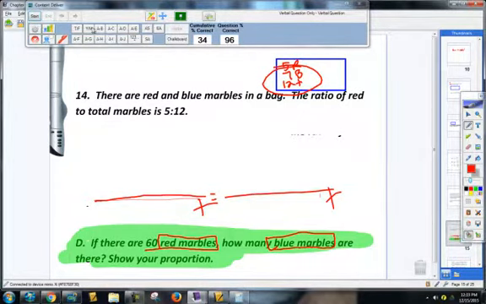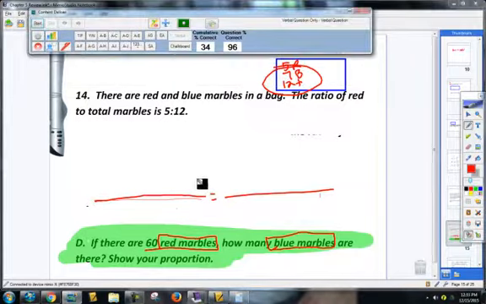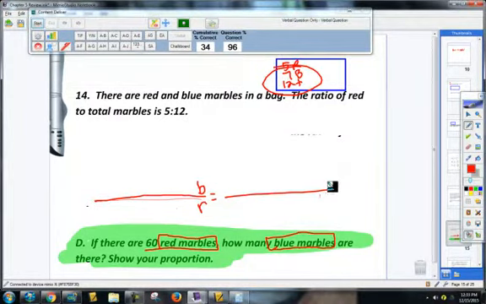It didn't say total anywhere. Okay? So we didn't need to. All it did was it gave us blue to red. It doesn't matter whether you had blue on top, red on the bottom, or red on top and blue on the bottom. That doesn't matter when it's part to part. Okay, you with me?